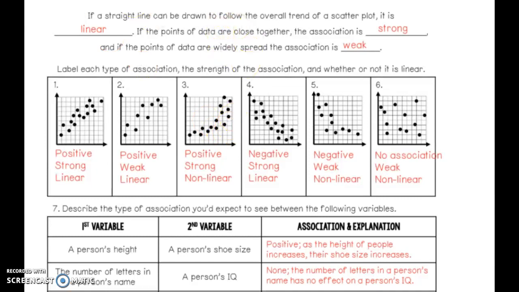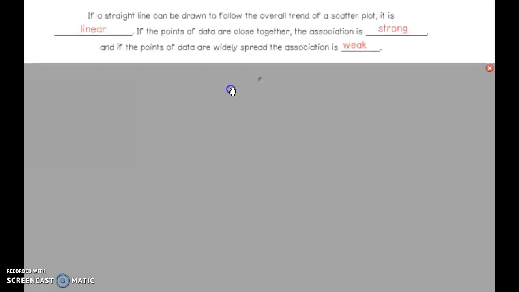On the back of your sheet, we're going to take a look at how a straight line can be drawn, and this is going to follow the overall trend of the scatterplot. It's called linear, and we learned that in our last unit. If the points line up, we have a linear relationship. If they don't line up, it is nonlinear. In a scatterplot, if the points are close together, we have a strong association, but if the points are widely spread out, there might be a weak association, or if they're spread out a long ways, there would be no association.